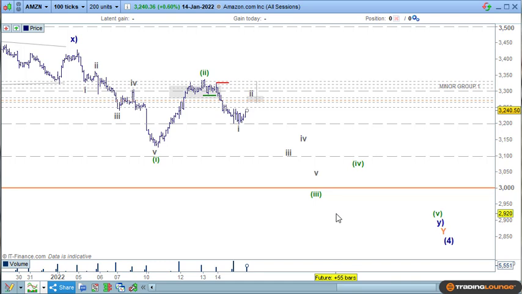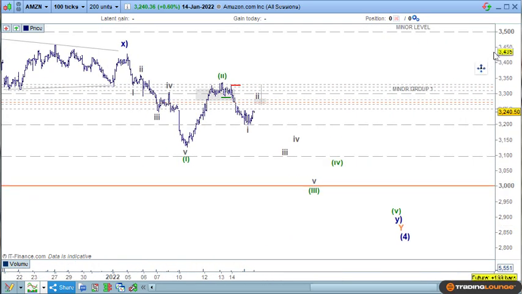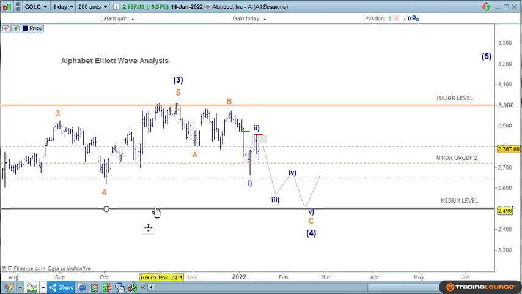So really the targets down here is the 3,000, and we'll see what it looks like on the way down. We may just have 1, 2, 3, 4, 5 and finish here on the 3,000, and that would be it at that point. So take the money off the table down here, if that's the case. But yeah, that's that. So let's just cruise on to Alphabet.